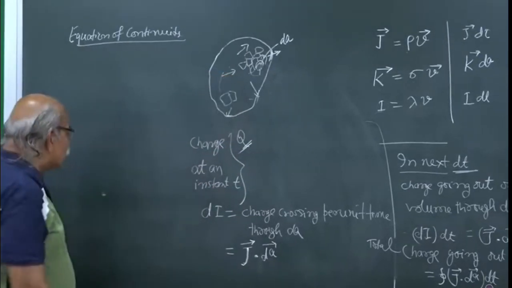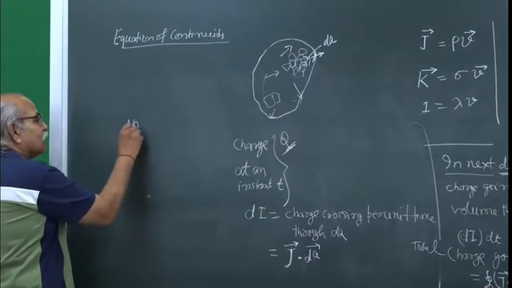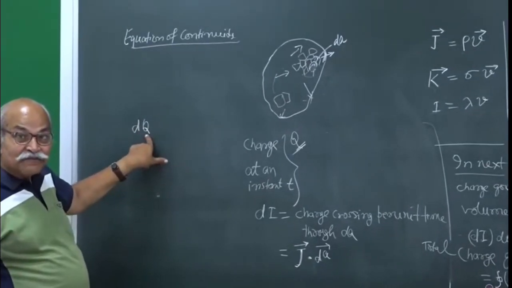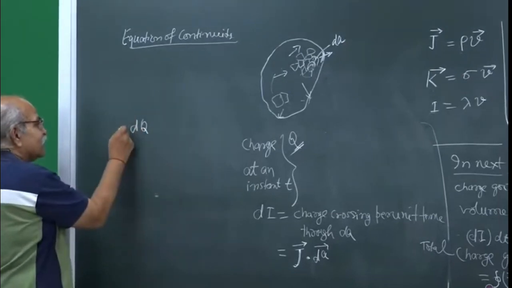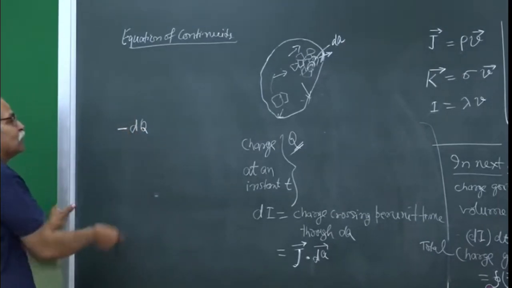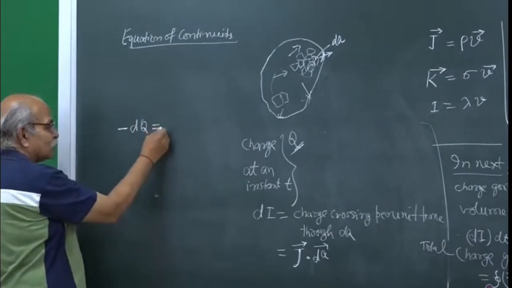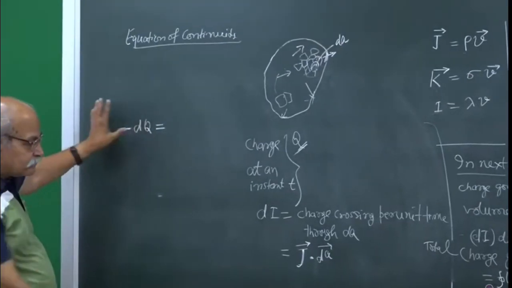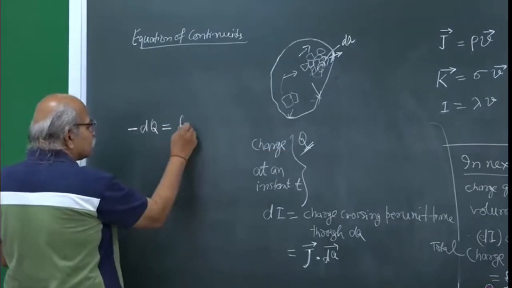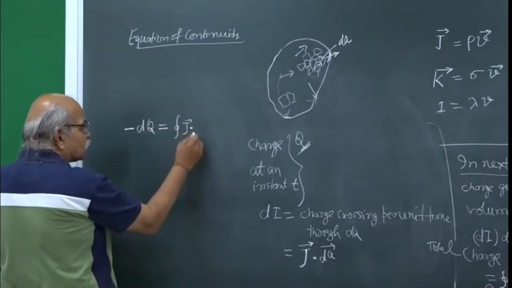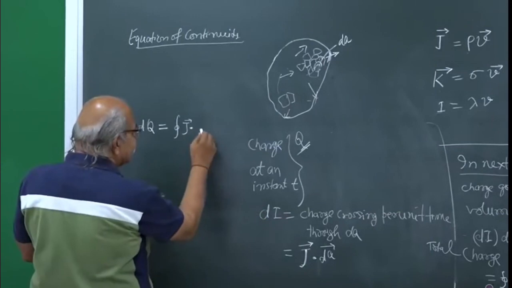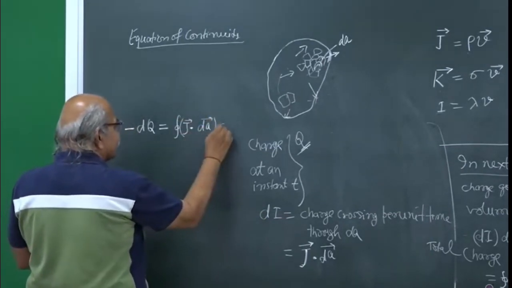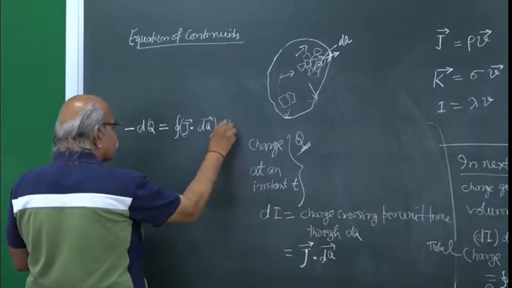So dq, when we say dq in calculus, it is always taken as the increment in q. So since it is decreasing, dq itself is negative, so minus dq is equal to this much charge has gone out. Integration J dot dA and then dt.